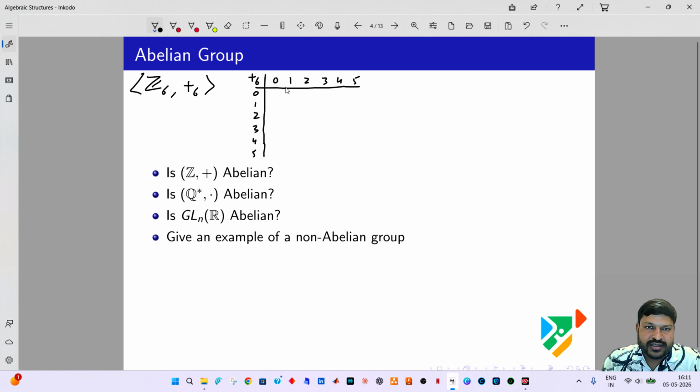How do you get the entries of the Cayley table? You add the corresponding elements in the rows and columns, and you take the modulo 6. So 0 plus 0 is 0, modulo 6 is 0.